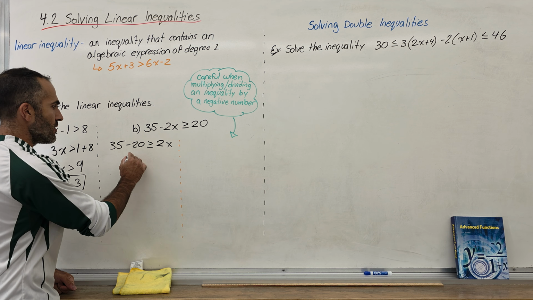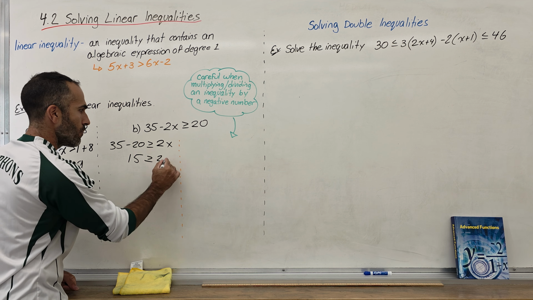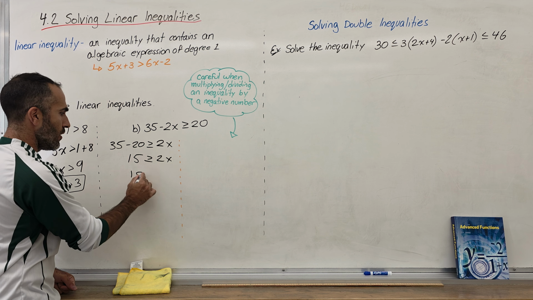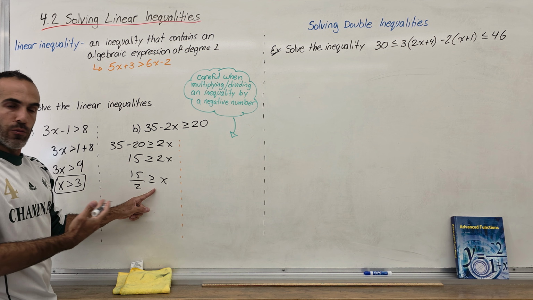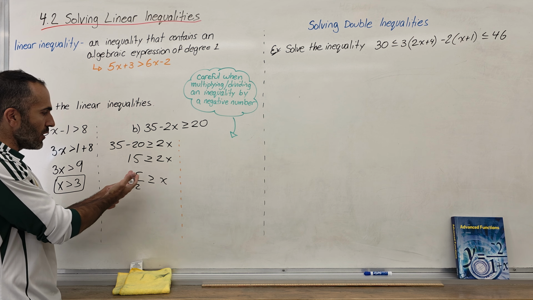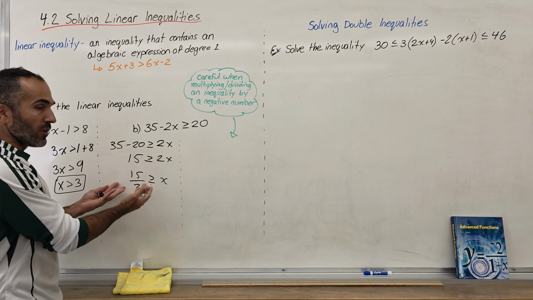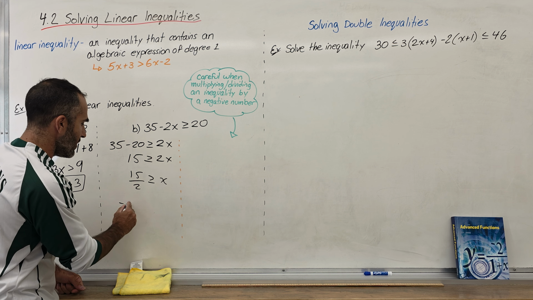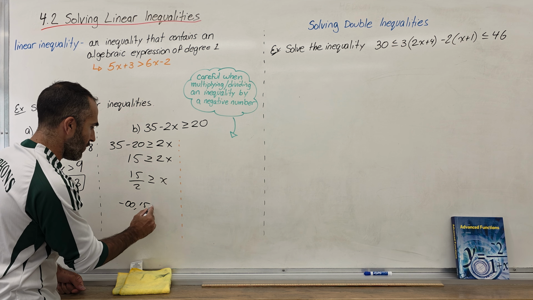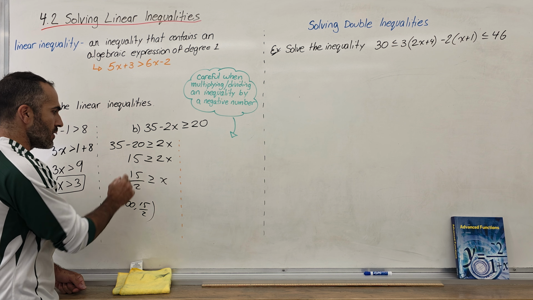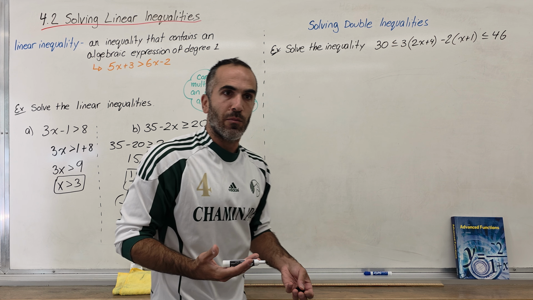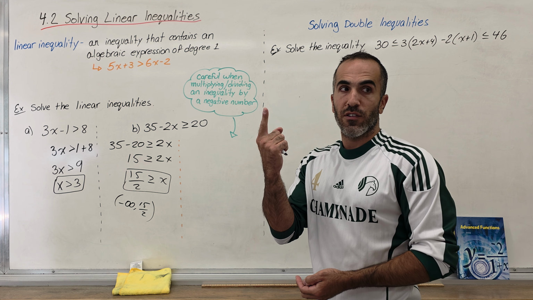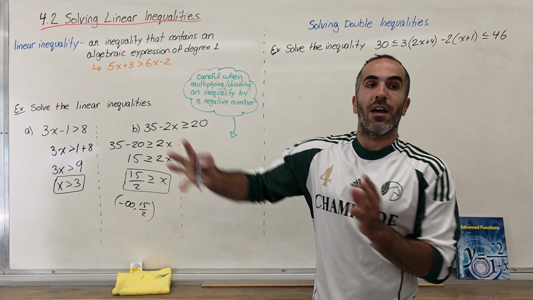I'm going to collect these. This is 15. Divide by 2. 15 over 2 is greater than or equal to x, or read the other way, x must be less than or equal to 15 over 2. If you want to put this in interval notation, this is negative infinity to 15 over 2. This is set notation. That's interval notation. Okay? You're just stating the interval that this statement is true. In equations, there's one answer. In inequalities, there's an interval.